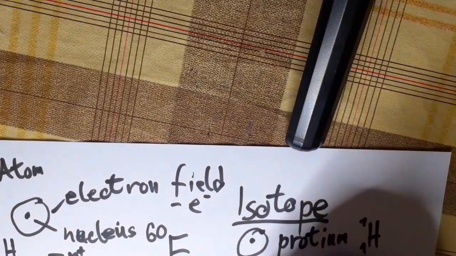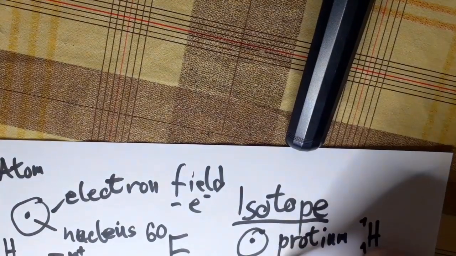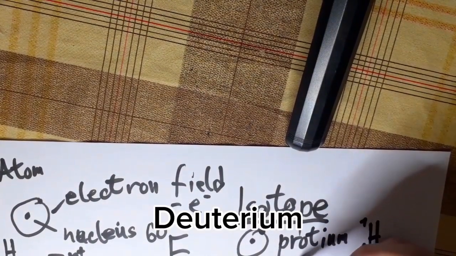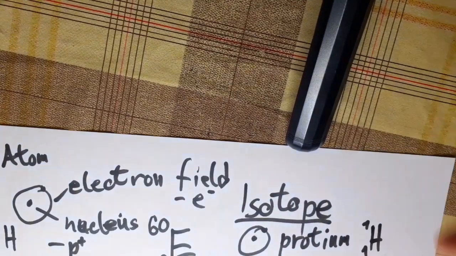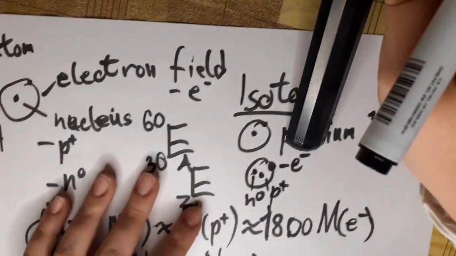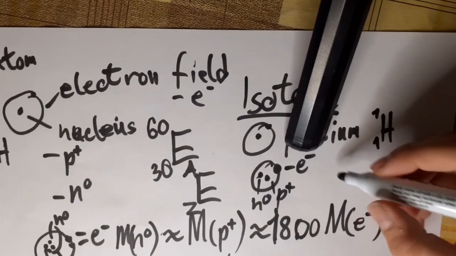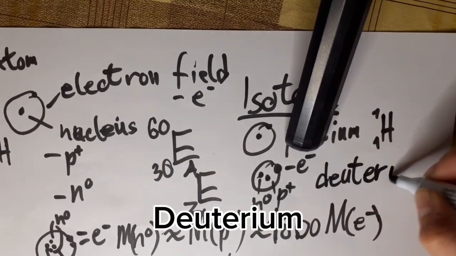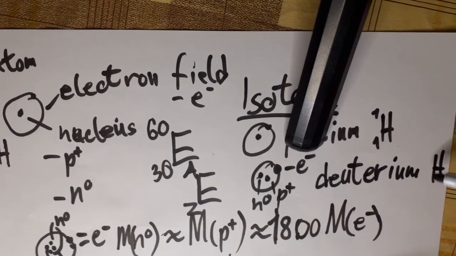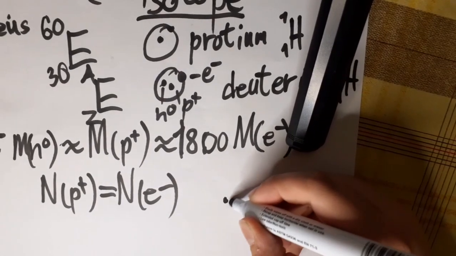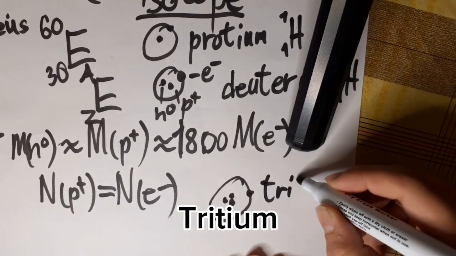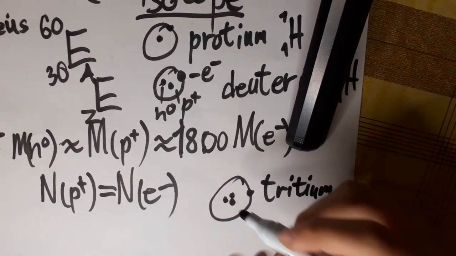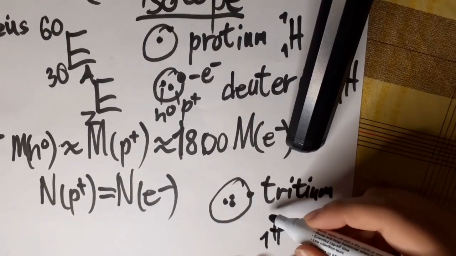If we draw deuterium, this is an electron, this is a proton, and this is a neutron. Alright, so it is called deuterium, and we label it as H, here goes 1, and here goes 2. Alright, let's draw down here. This is called tritium. As you can see, it has 1 proton, 1 electron, and 2 neutrons, H13.